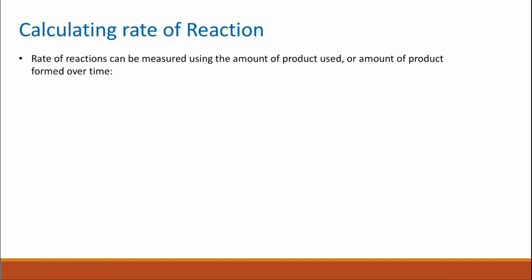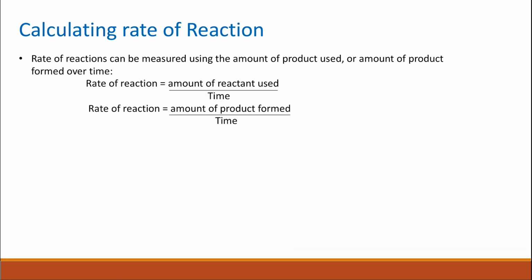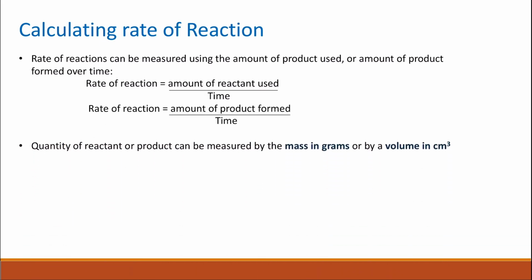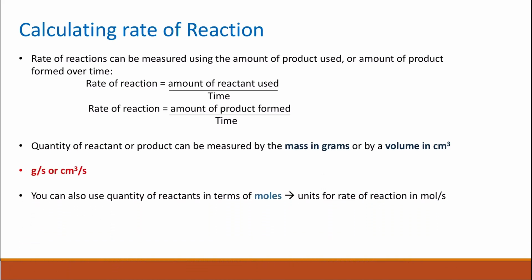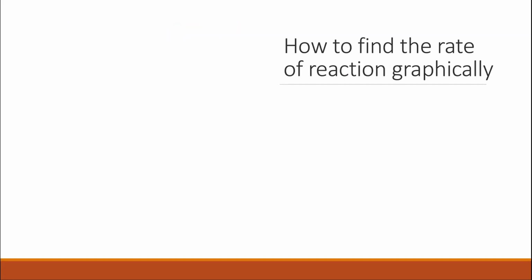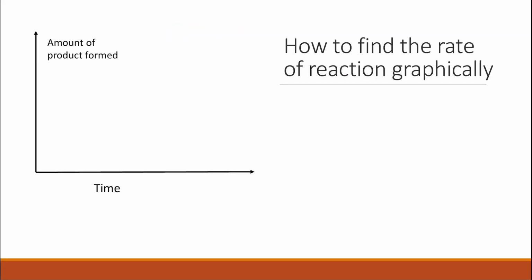You can calculate the rate of the reaction either by measuring the amount of product that has been produced or the amount of reactant that has been used up over time. So the rate of the reaction is either amount of reactant used over time or amount of product formed over time. The amount can be measured by the mass in grams or volume in centimetres cubed, and the time in seconds. So grams per second or centimetres cubed per second. Also, the amount can be measured in terms of moles, and then the unit of the rate will be moles per second.